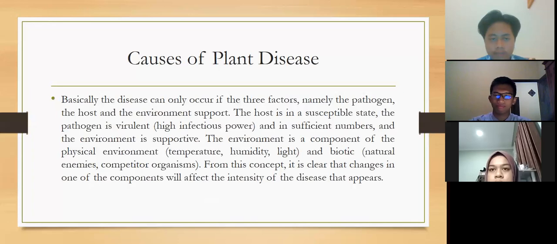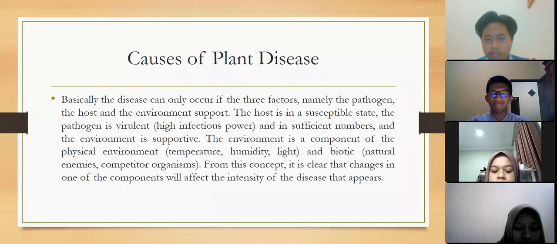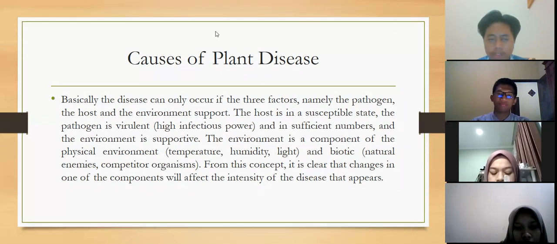Cause of plant disease. Basically, the disease can only occur if three factors, namely the pathogen, the host, and the environment, support it. The host is in a susceptible state. The pathogen is virulent, has infection power, and is in sufficient number. And the environment is supportive. The environment consists of physical components, temperature, humidity, and light, and also biotic components, natural enemies and competitor organisms. From this concept, it is clear that a change in one of the components will affect the intensity of the disease that appears.